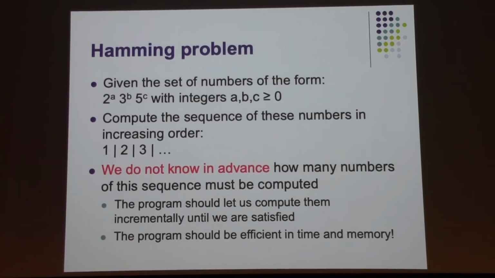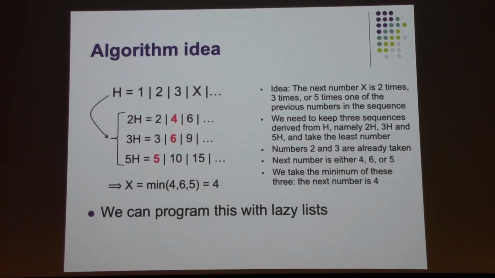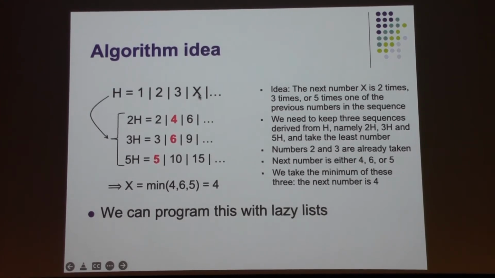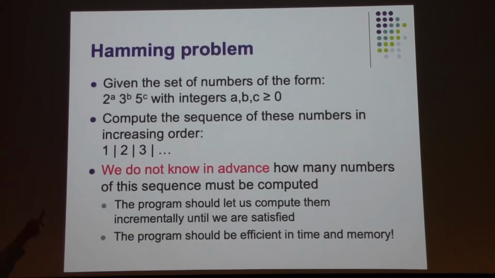Okay, so here's the idea. First we need to get an idea of how to generate the numbers in increasing sequence. So let's say I have my sequence, which is H, which is like a stream: 1, 2, 3, and then X is the next element, but I don't know it yet. So how do we figure out the next element? Well, it must be either 2 times a previous element, or 3 times a previous element, or 5 times some previous element, because we're incrementing the A, B, and C here.